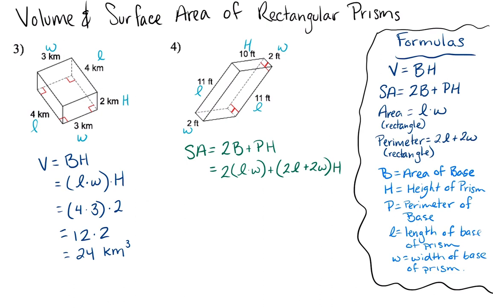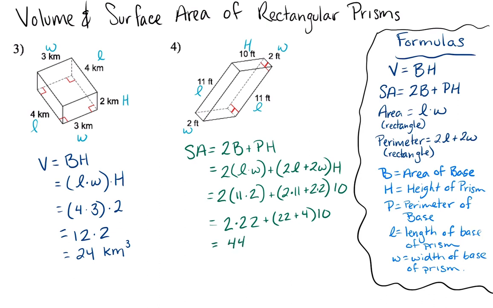Okay, now substituting values into our formula, we get 2 times 11 times 2. Oh no, sorry. Excuse me, 2 times 11 plus 2 times 2, all times 10 for height. And then it's just about simplifying. You could even put it into the calculator in its entirety like this, but let's go ahead and calculate this. We get 2 times 22 plus 4, times 10.